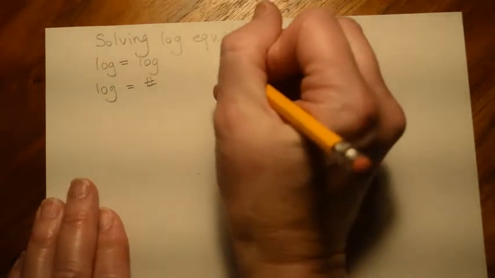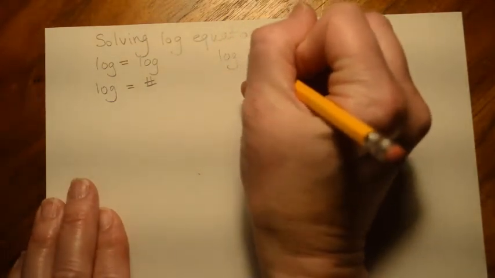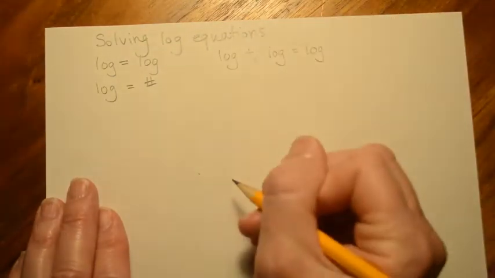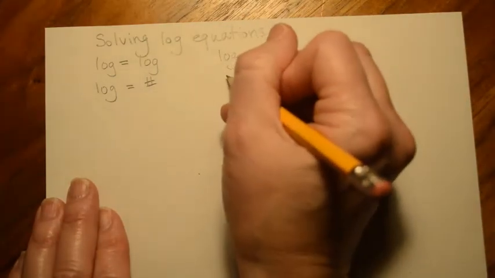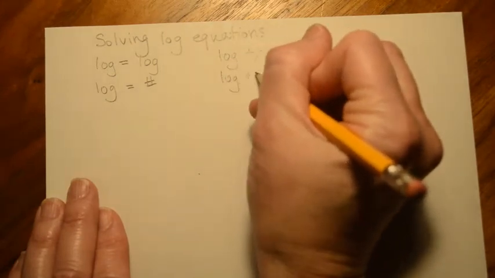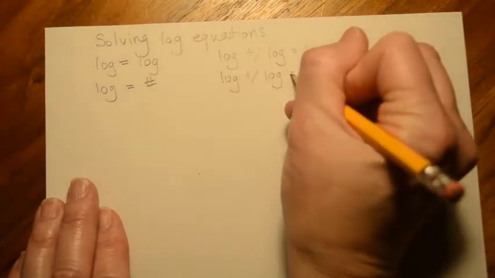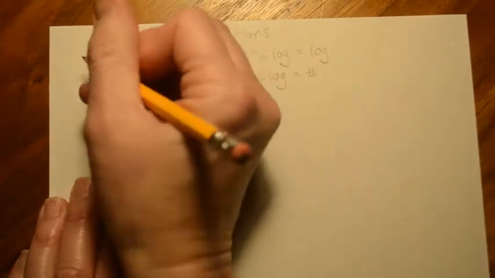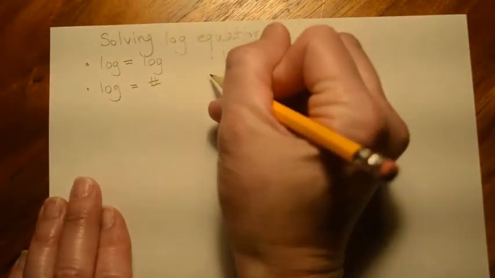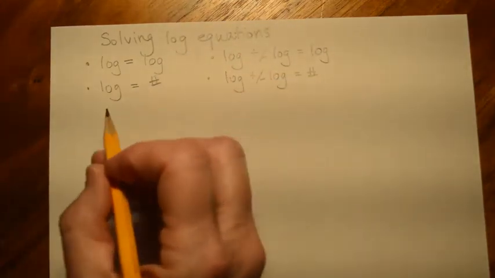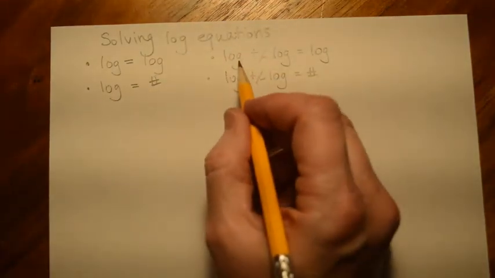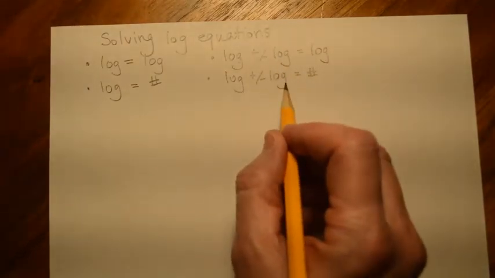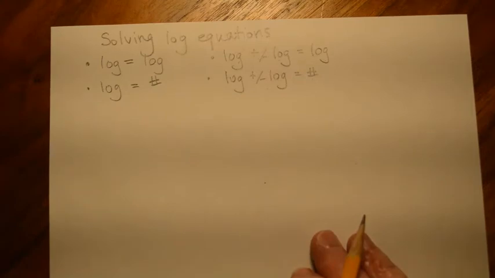The third type that we're going to look at is log plus or minus some other log equals a log. And then the fourth type is log plus or minus some log equals a number. Oops, I keep forgetting to write that. So those are the 4 types: log equals a log, log equals a number, a log plus or minus another log equals a log, and a log plus or minus a log equals just a number.